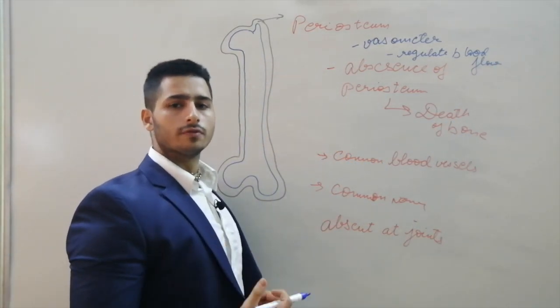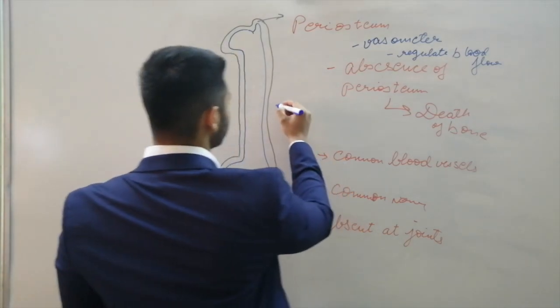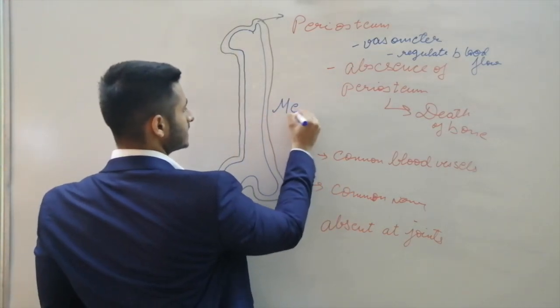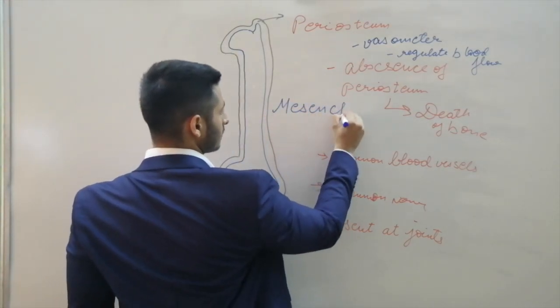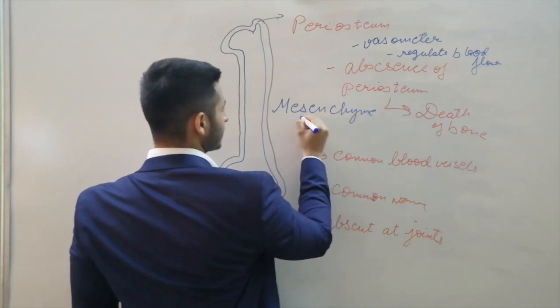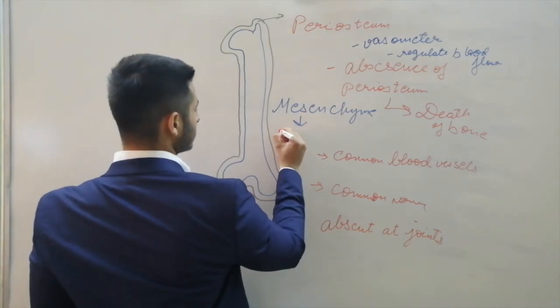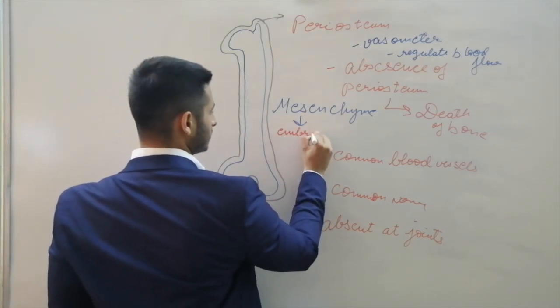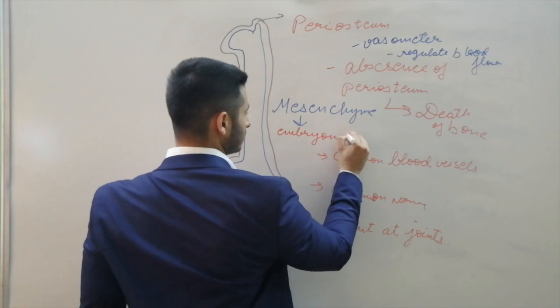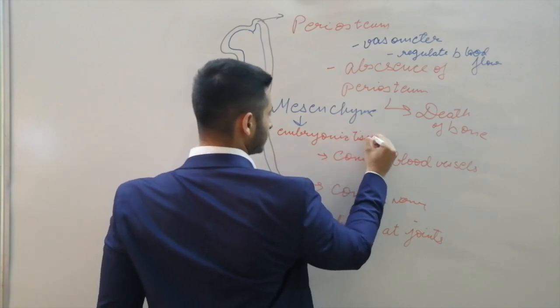Now how is a bone formed? A bone is formed by mesenchyme. And what is mesenchyme? Mesenchyme is an embryonic tissue. This embryonic tissue gives rise to bones.